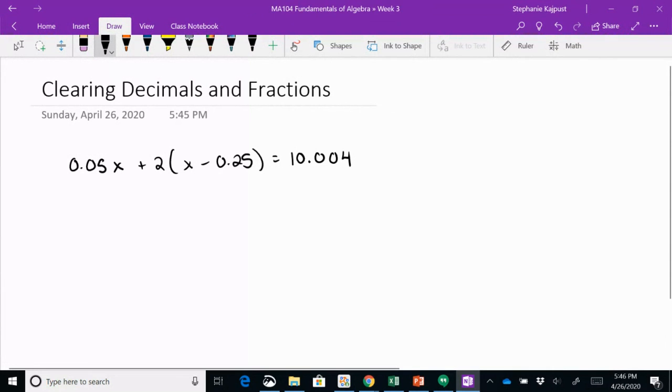get the point across. So if you have a problem with decimals, there are two options: just work with the decimals and use your calculator, or you can try to get rid of the decimals and the fractions. If there's anything with parentheses, I recommend distributing through parentheses first before you try to clear decimals and fractions. So the first thing I would do is multiply this 2 through the parentheses first.